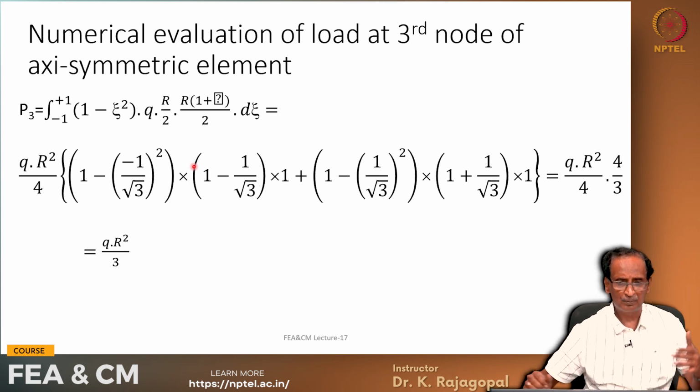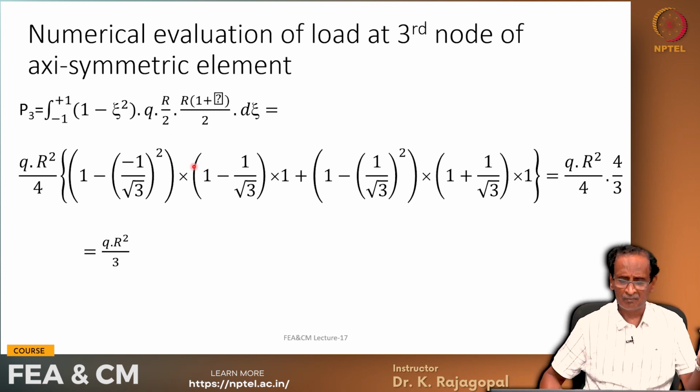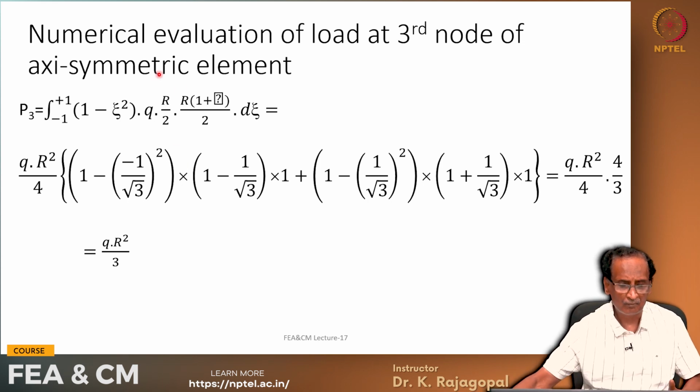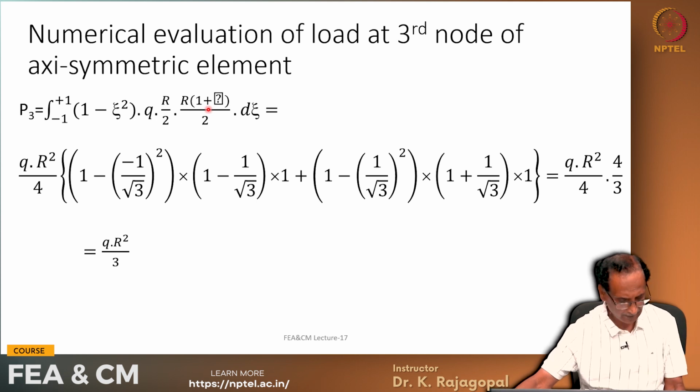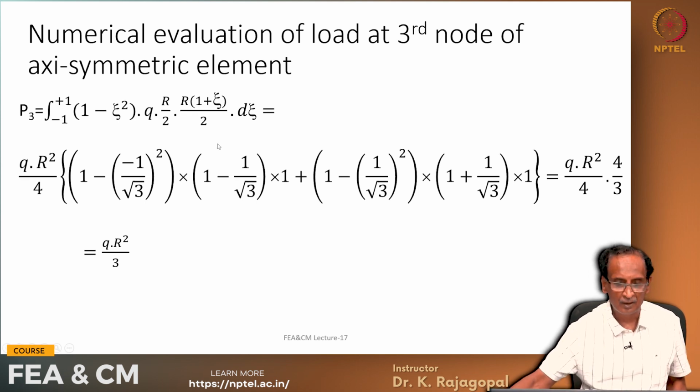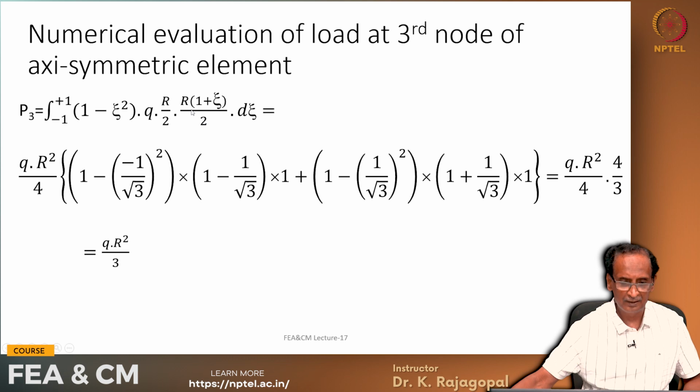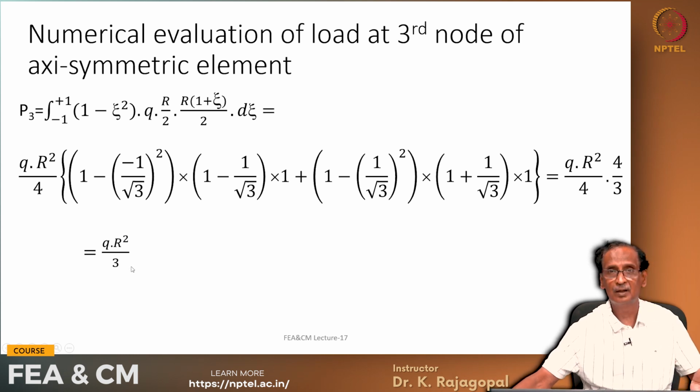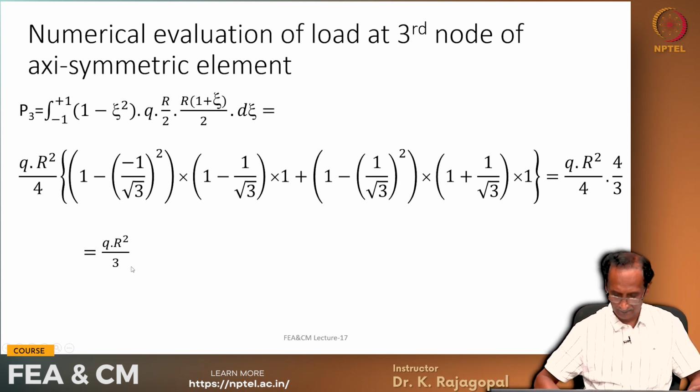And we can also apply our numerical integration, and our polynomial order is 3. So our r at any xi is r times (1 plus xi) by 2, and since we have a third order polynomial, we can use 2-point integration, and then we get exactly the same as what we got analytically, Q r square by 3.